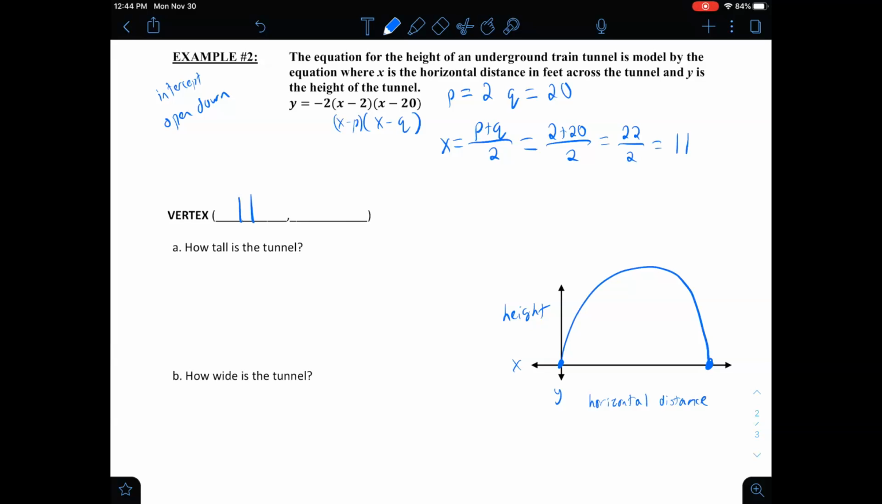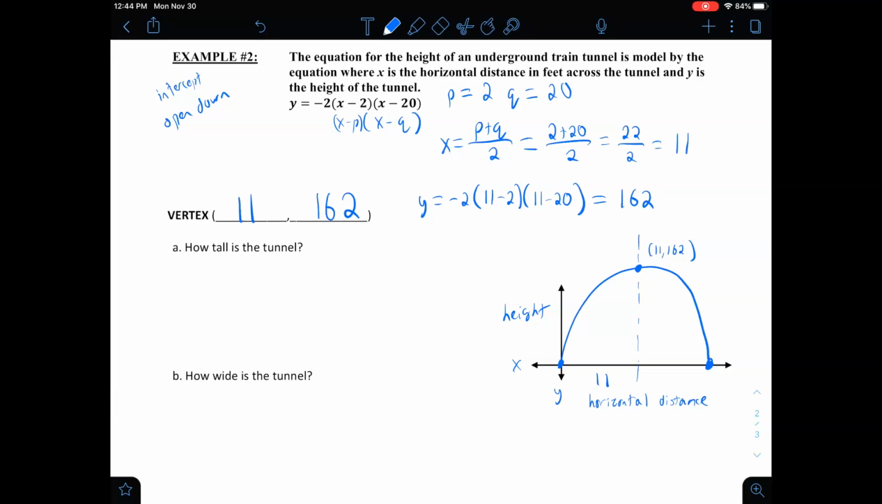And we need to find the y coordinate of the vertex. So we're going to plug in y equals -2 times 11 minus 2 times 11 minus 20. We plug into the original equation, and we're going to get that it's equal to 162. So what does that vertex mean? So here's our vertex right here. Just kind of a rough sketch. It's 11, 162.